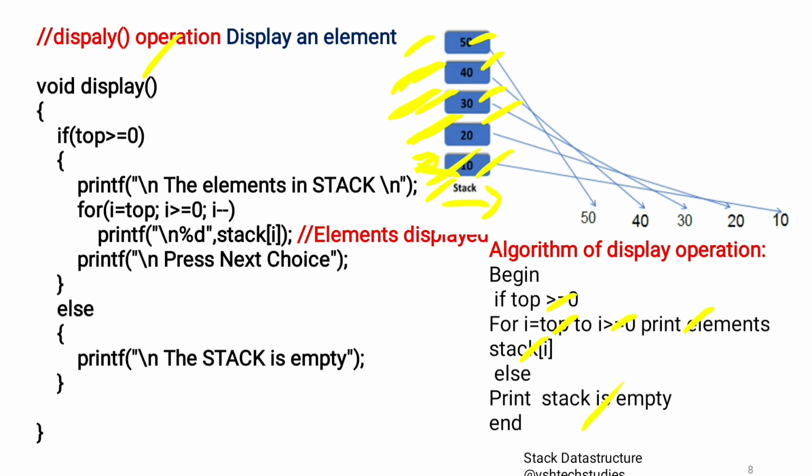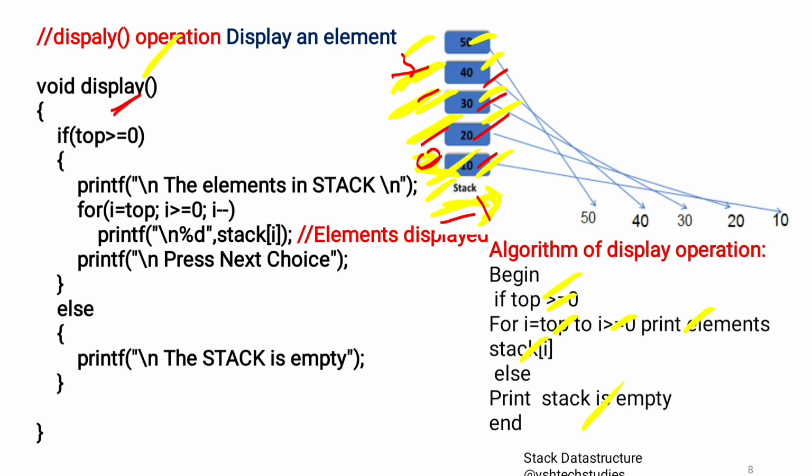Otherwise the stack is empty. Otherwise means top is neither greater than 0 nor equal to 0, meaning it will be -1. Right? So if it is -1, the stack is empty. From where it is full, if top is 3, it goes 3 2 1 0, and from index 3 to 0 all the elements will be displayed one by one. That is what this display function does.